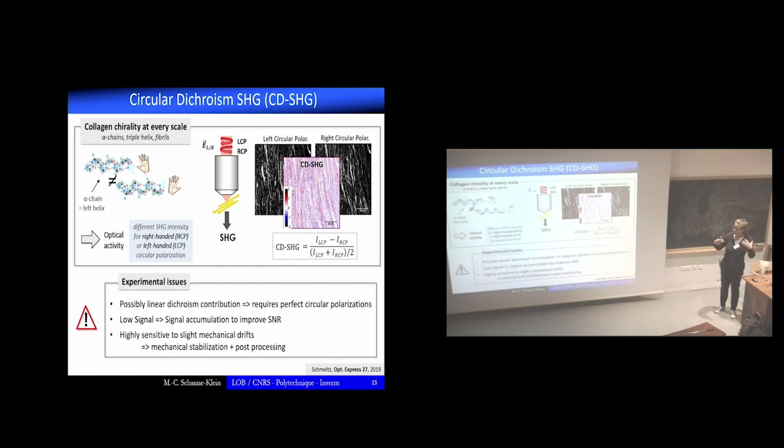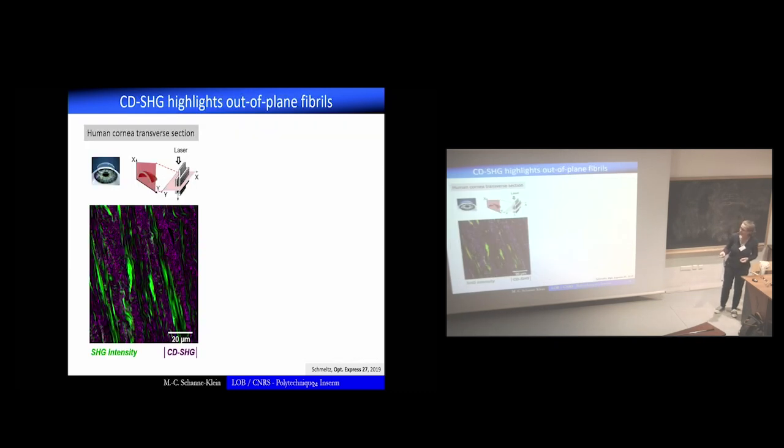So we need to accumulate the signal to improve the signal-to-noise ratio, and then there is some mechanical drift. So we have the same issues as in super resolution microscopy, and also the same experimental solutions. And it also requires, of course, perfect circular polarization to not have a linear dichroism contribution. But then when we do that, we have this type of image.